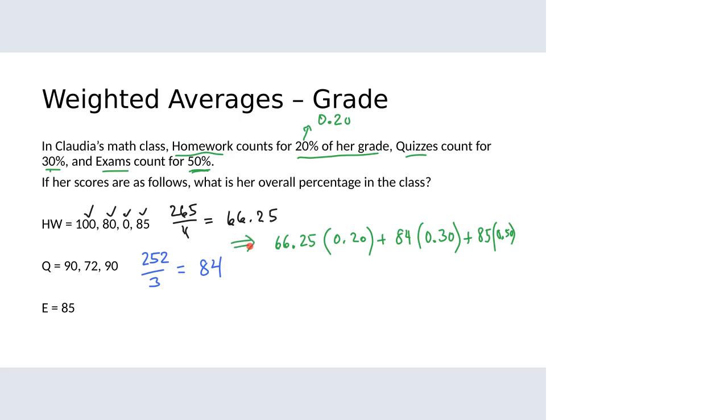All we need to do is simplify this and we'll have her overall percentage in the class. So 66.25 times 0.2 is 13.25. 84 times 0.3 is 25.2. And then finally, 85 times 0.5 is 42.5. And then we'll add those together and end up with an overall percentage of 80.95. And that's how we make a weighted average.